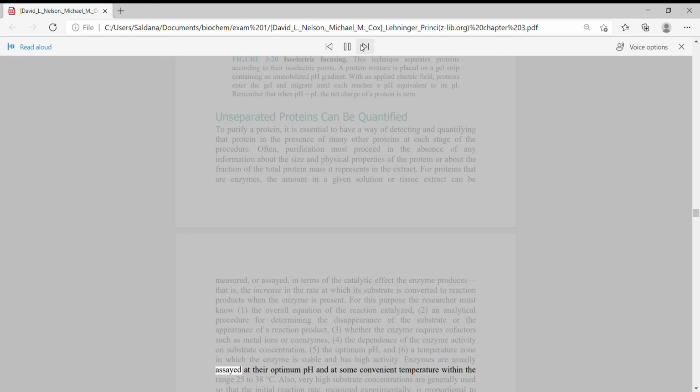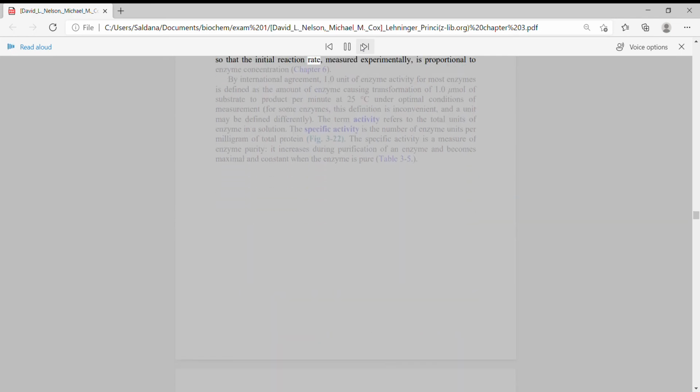Enzymes are usually assayed at their optimum pH, and at some convenient temperature within the range 25 to 38 degrees Celsius. Also, very high substrate concentrations are generally used, so that the initial reaction rate, measured experimentally, is proportional to enzyme concentration. Chapter 6.